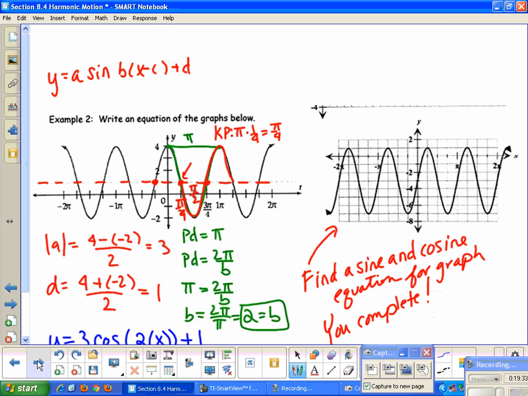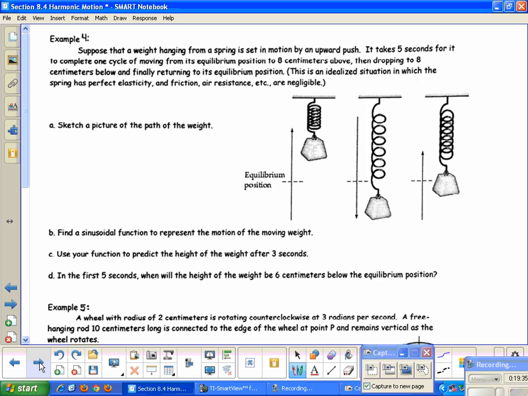So let's do another application problem. Example 4 in the back says, suppose that you have a weight hanging from a spring set in motion by an upward push. So that's important.